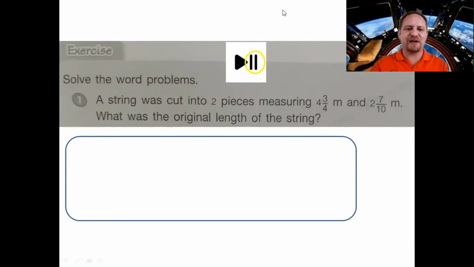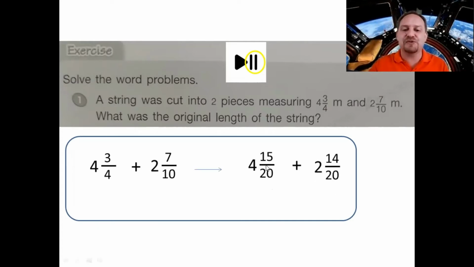Okay, good, and we are back. Let's get the answer together. Okay, we would have to plus these fractions together in order to get the answer, wouldn't we? Okay, the denominator needs to be changed to 20, which gives us 4 and 15 over 20 plus 2 and 14 over 20. And that would equal 7 and 9 over 20.